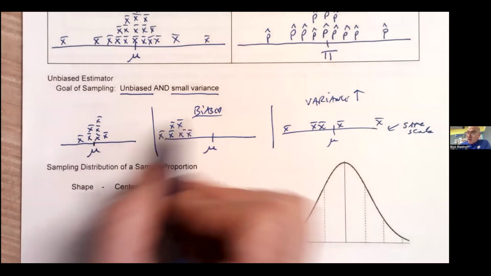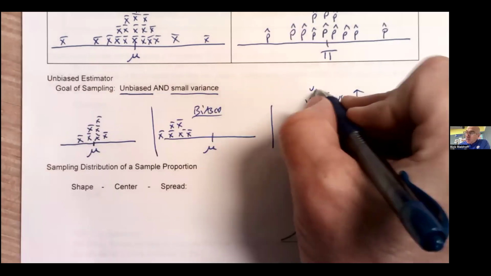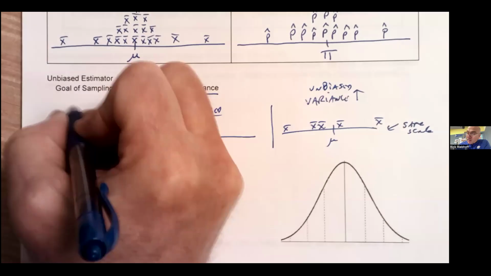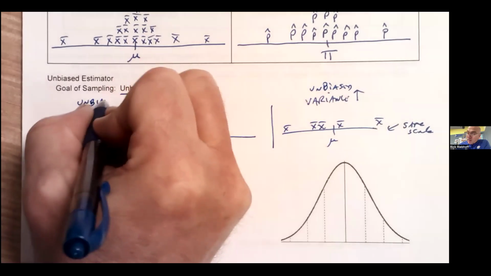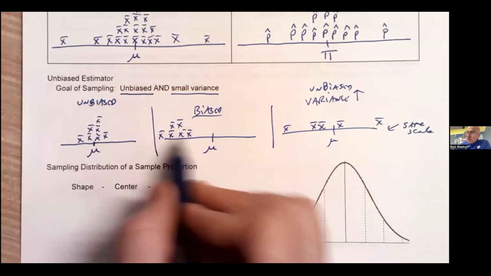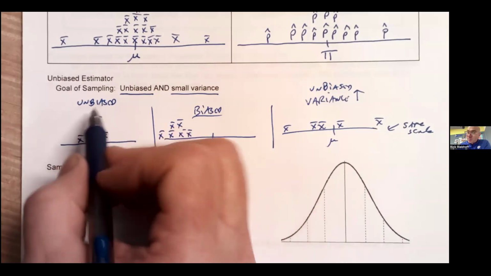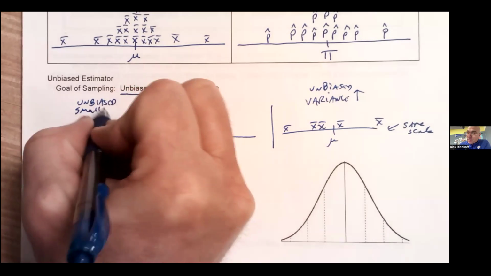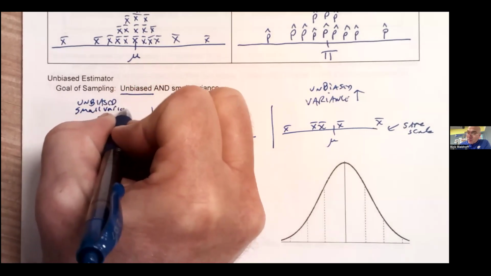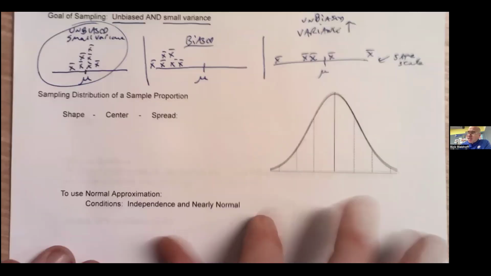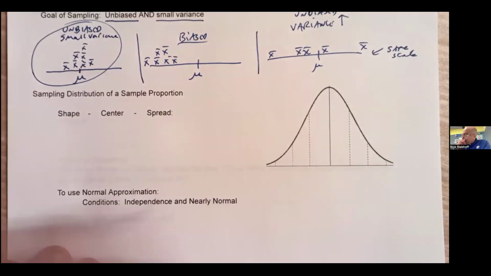So this is unbiased. This is unbiased. This one has a small variance, right? But this is unbiased with a small variance, right? So we would want this one. This would be the best choice, right? Makes sense.